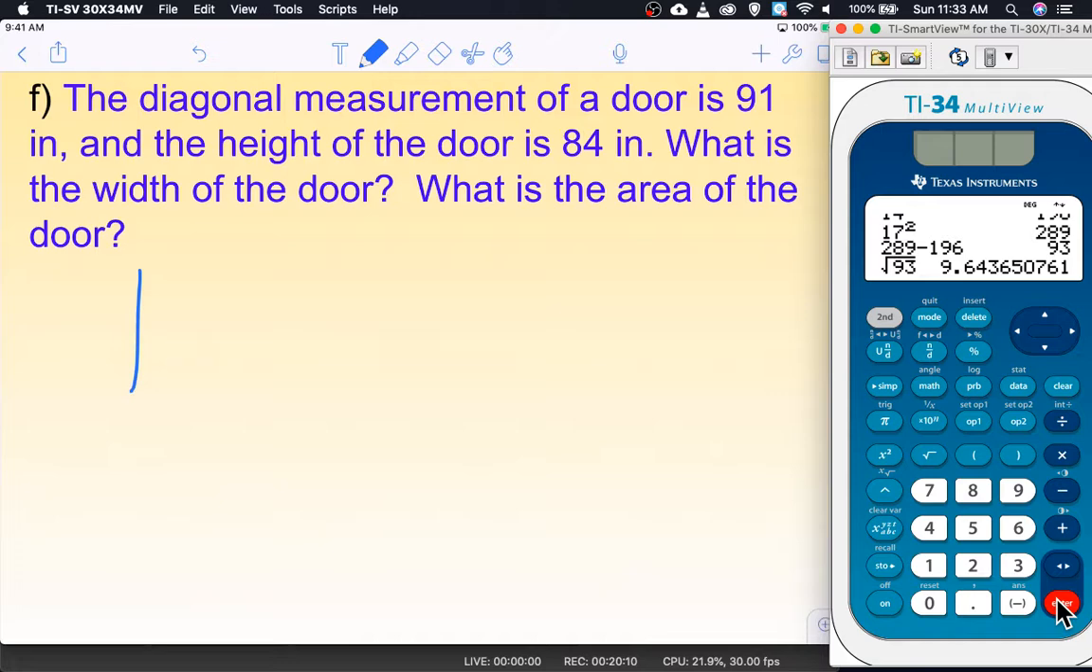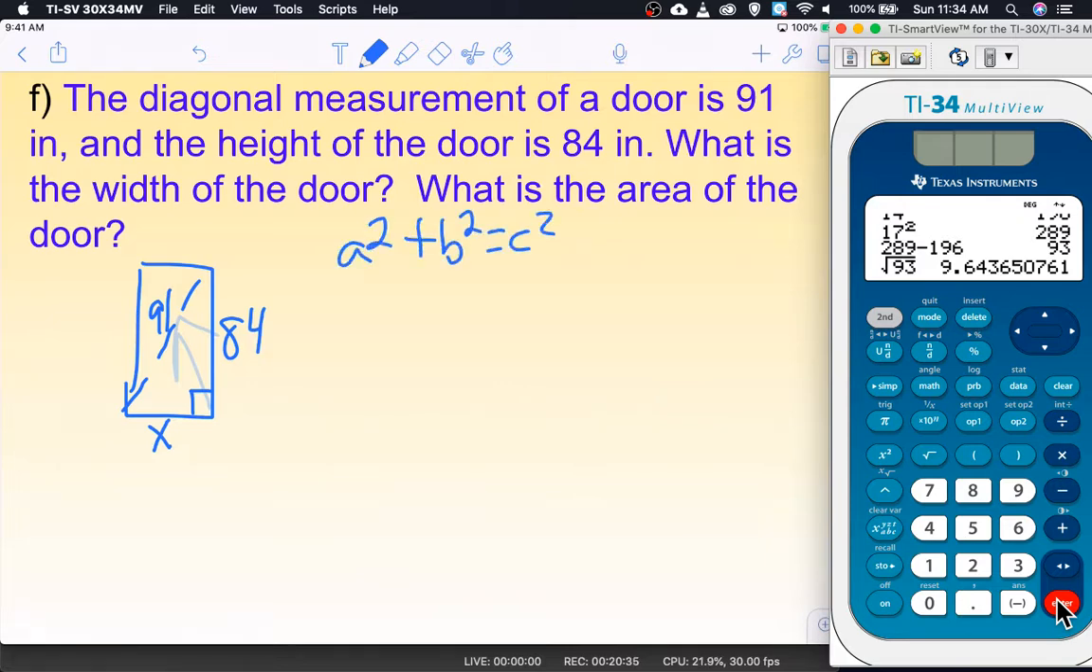So our picture looks like this. The diagonal distance is 91 inches. The height is 84 inches, and we do not know the width. Doors are indeed rectangles, which means that's a right angle, and that would be the hypotenuse. So let's see. A squared plus b squared equals c squared. My hypotenuse is the 91. That goes in for c. The x and the 84 are the a and the b.